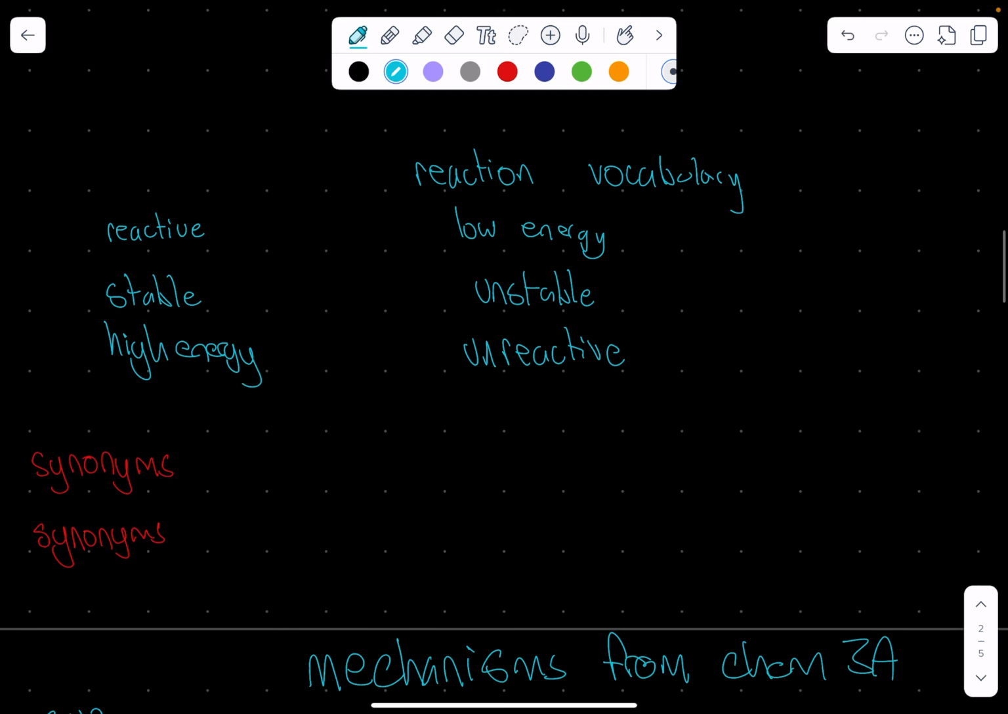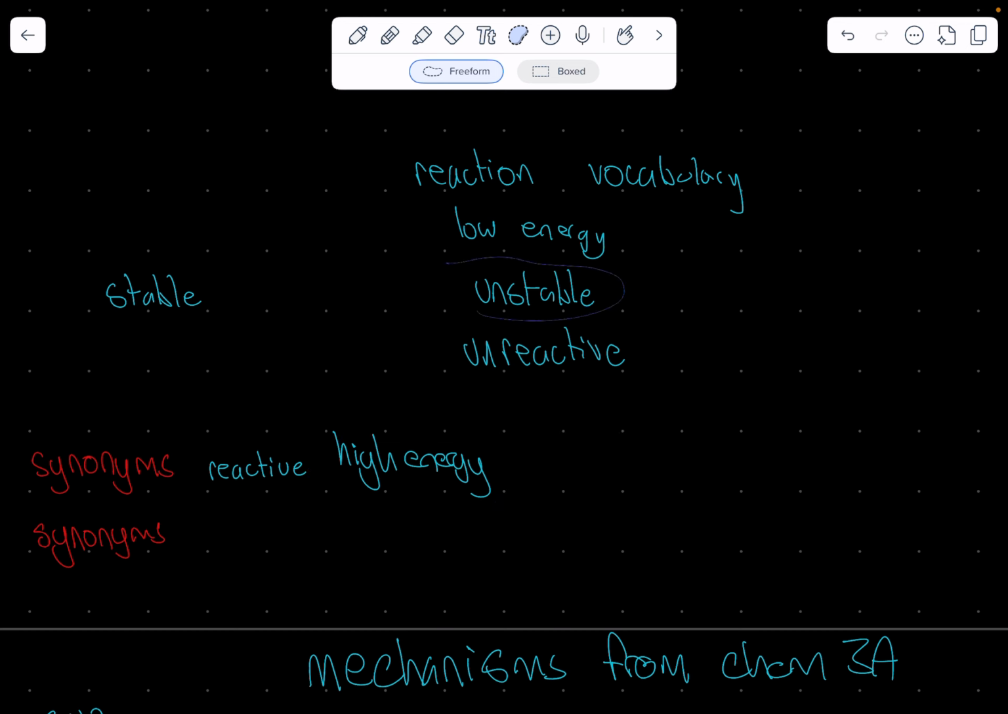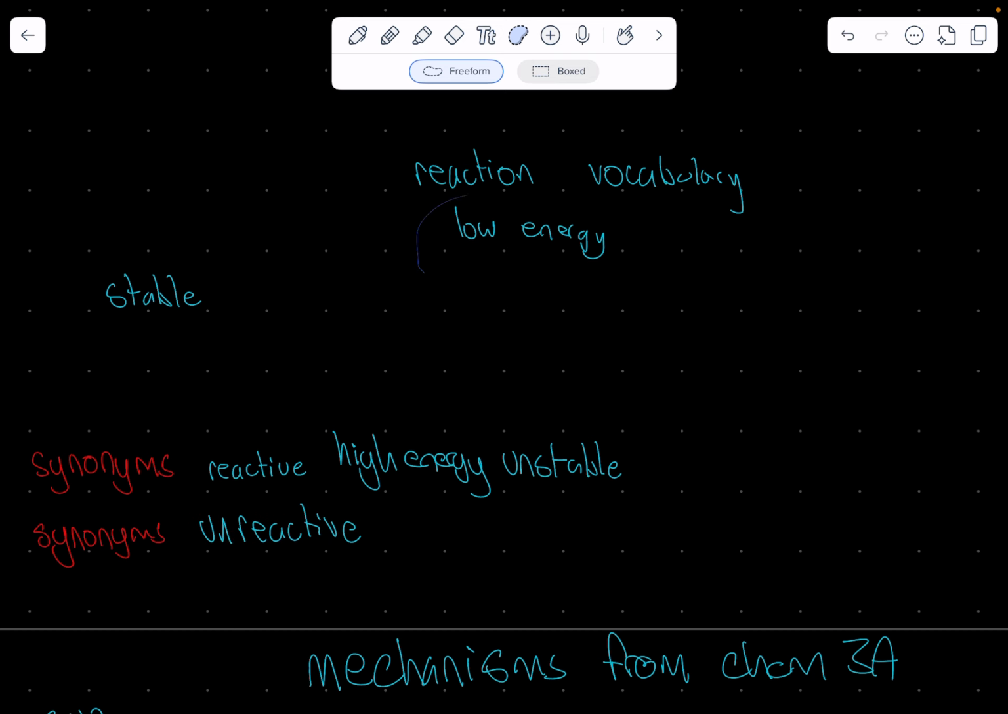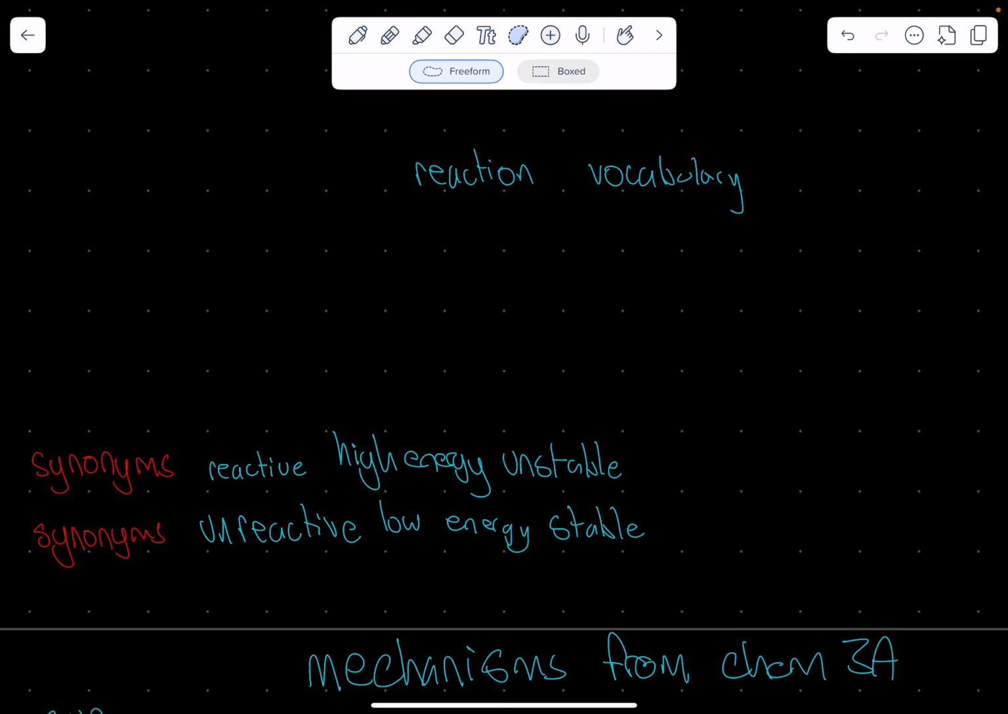Next, let's go through some standard reaction vocabulary you might hear in Chem 3B. Some of these words mean the same thing. For instance, reactive, high energy, and unstable are all words to convey the fact that a molecule is ready to react. Similarly, unreactive, low energy, and stable are often used interchangeably to discuss a molecule that is unlikely to react with another molecule.